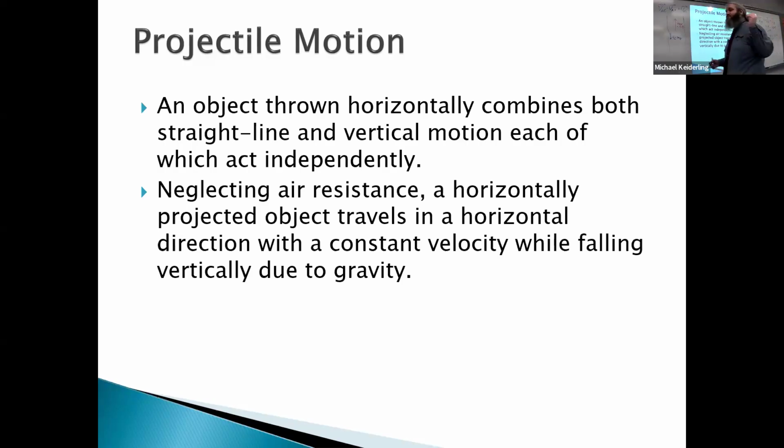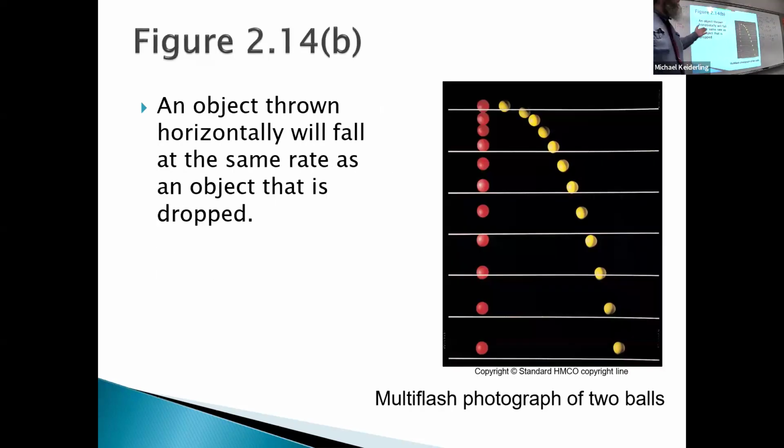The horizontal, you have straight line motion horizontally and vertical motion, and they act independently. So if you neglect air resistance, a horizontally projected object travels in a horizontal direction with constant velocity while falling vertically due to gravity. So if you fire something horizontally at the same time as you drop something, they will hit the ground at the same time. So here, something thrown horizontally will fall at the same rate as an object that's dropped. And this is why projectiles follow parabolic paths.